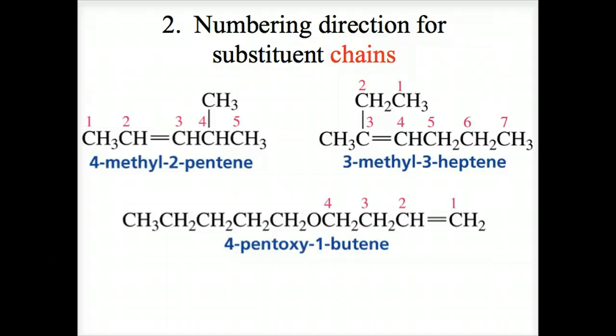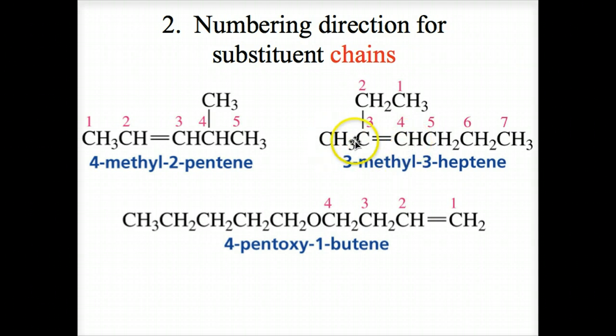Here's rule number 2. Numbering direction for substituent chains. Notice that the chain is numbered in the direction that gives the functional group suffix the lowest possible number. That is, trying to get the lowest number on the double bond. So in this example here, 1, 2, 3, 4, 5 gives the double bond at number 2. If we'd numbered it from over on this side, the right side would be 1, 2, 3. It would have been 3-pentene. So we numbered to get the lowest number on the double bond, since it is the functional group.